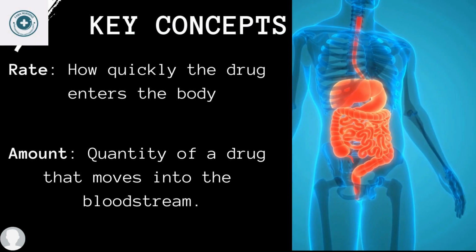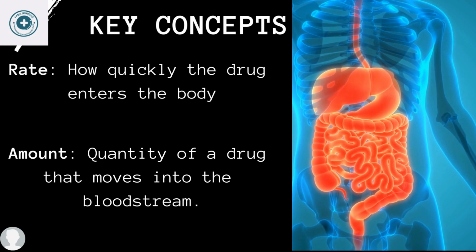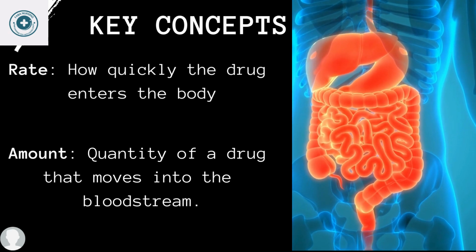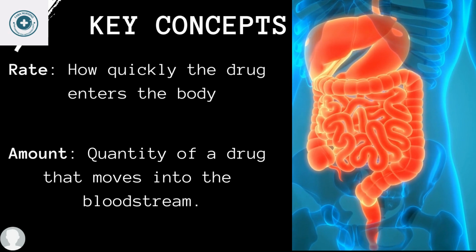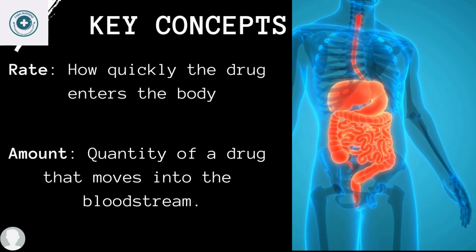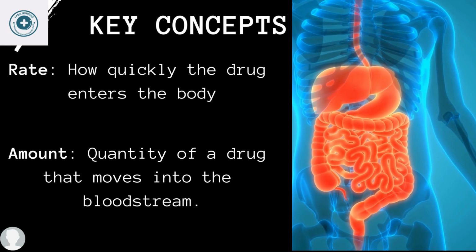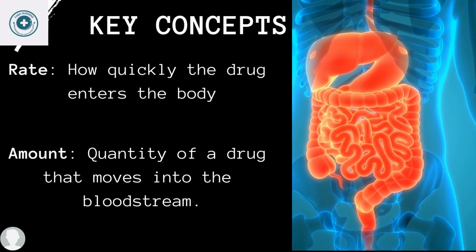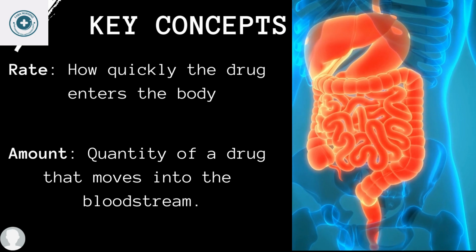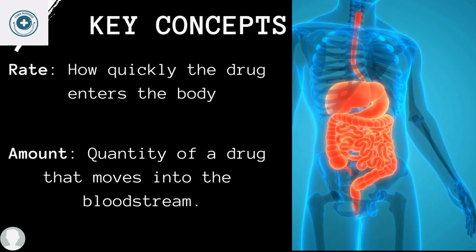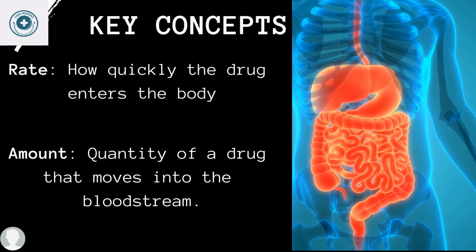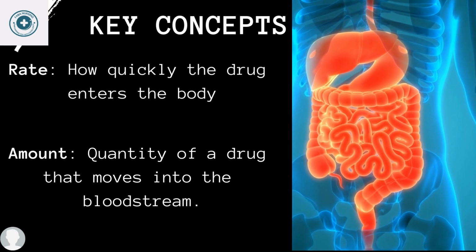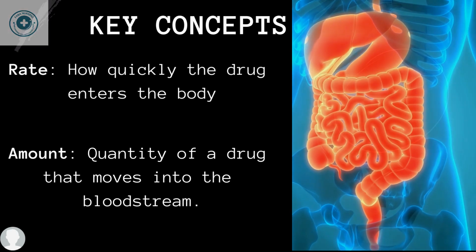Now, let's consider some important concepts related to drug absorption. We'll first consider rate. Rate determines how quickly the drug enters the body. For example, administering IV Zosyn 100 ml per hour means that 100 milliliters of the drug is introduced into the patient's body every hour. The amount is the quantity of drug that moves into the bloodstream. This is often measured as bioavailability, which represents the percentage of a drug that enters the systemic circulation.